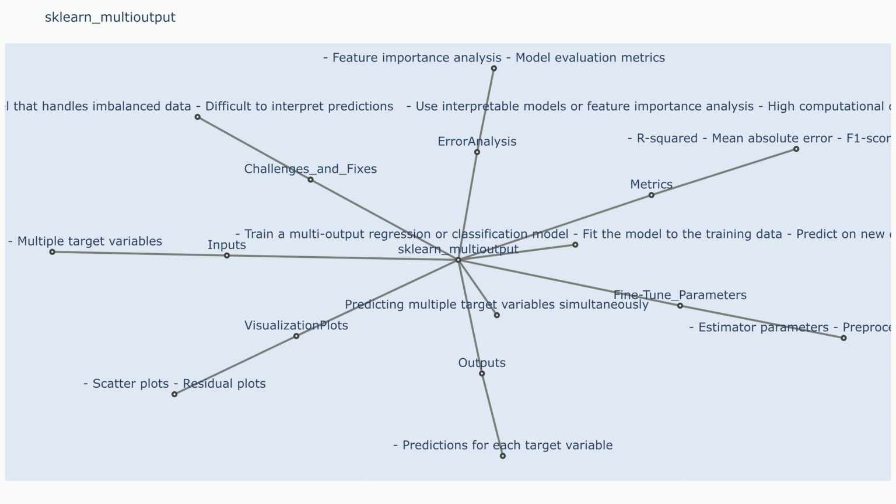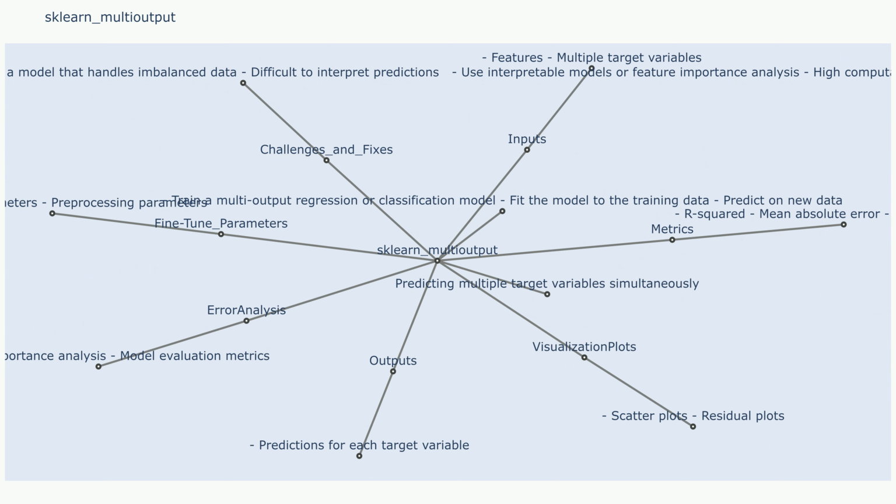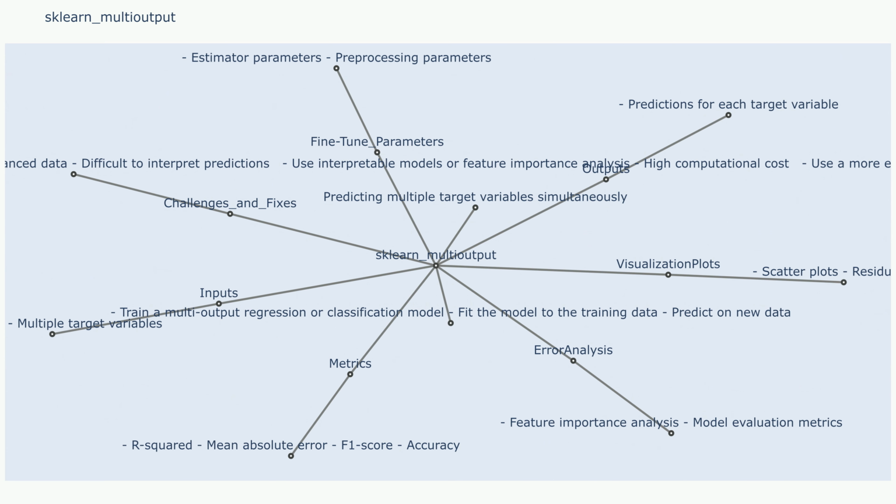Visualization plots. Visualization plot 1. Explain in detail. Scatter plots for each target variable. You can visualize the relationship between the predicted and actual values for each target variable using scatter plots. This helps to understand the model's performance and identify potential areas for improvement. Visualization plot 2. Explain in detail. Residual plots. You can also plot the residuals (differences between predicted and actual values) for each target variable to check for patterns or trends that might indicate problems with the model.